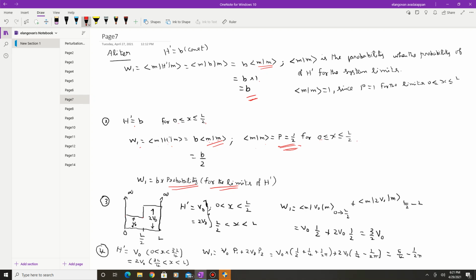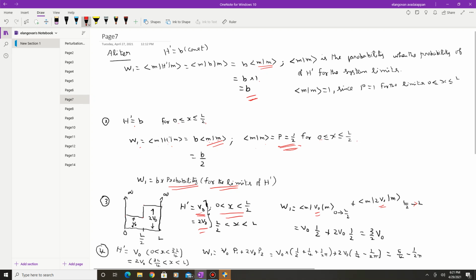Now consider another type of problem. Here the perturbation is given like this: H prime is equal to V naught when x lies between 0 to L by 2, and H prime is 2V naught between L by 2 to L. So the expression W can be split into two parts. One is between 0 to L by 2, where the potential is V naught. Another is between L by 2 to L, where the potential is 2V naught.